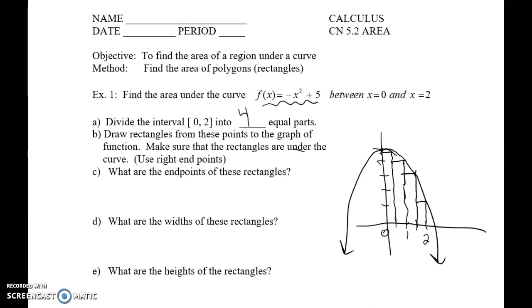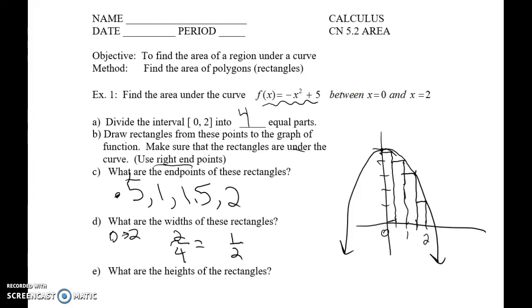What are the endpoints of these rectangles? Again, look at the right side. So we had an endpoint of 0.5, we had an endpoint of 1, 1.5, and 2. Since we divided this graph into 4 parts and it was only 2 units wide, what's the width of each little rectangle? So we had from 0 to 2, cut up into 4 parts. So that's 2 units cut into 4 parts, which is a half each. So the width is a half of each.